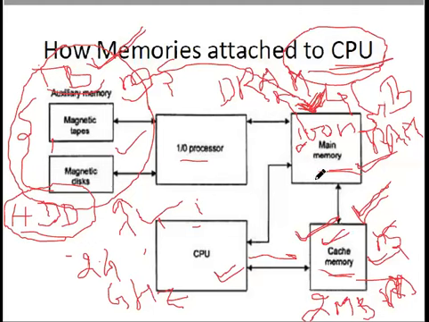Not the complete program, but a particular section of the program which is needed by the processor from time to time, or which has to be visited very frequently, is part of the cache memory. And every program or every subroutine is a set of instructions, and that set of instructions has to be accessed by the processor.